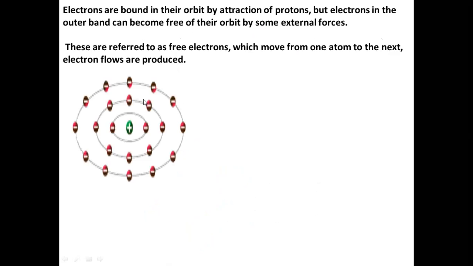Now you can see here the nucleus, and here are the electrons. These electrons go around this nucleus on a band, like in their orbit, right? It's like the solar system, right?